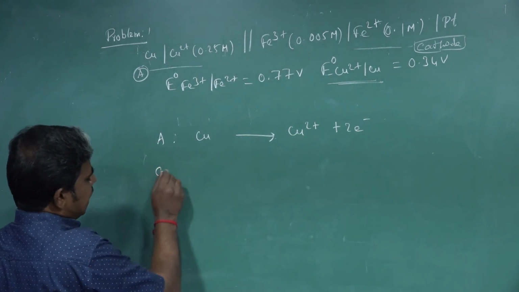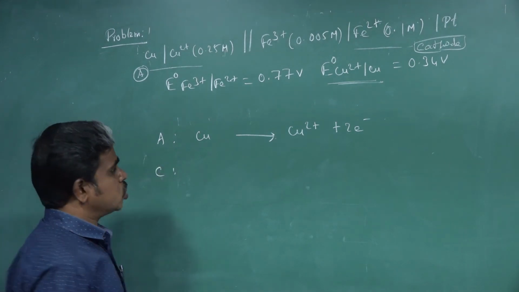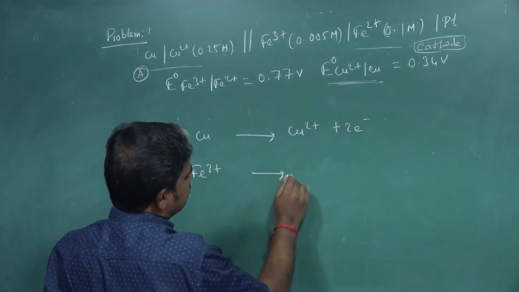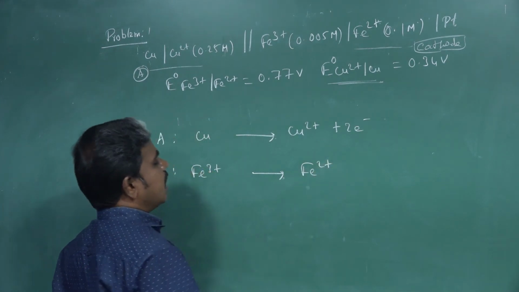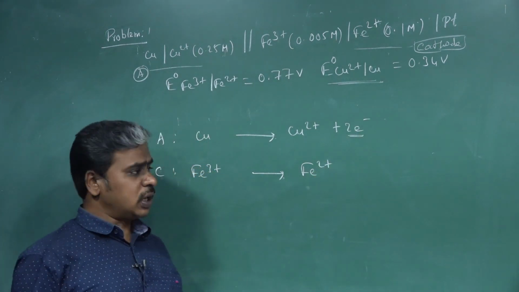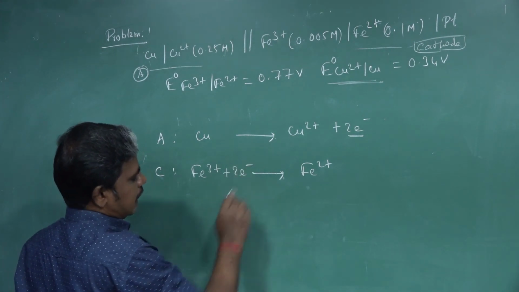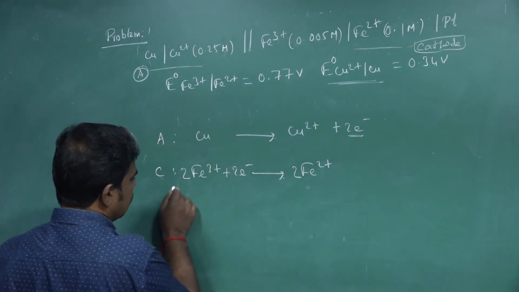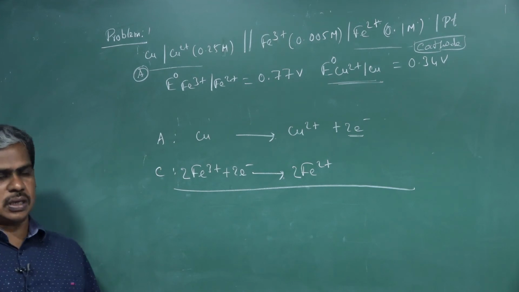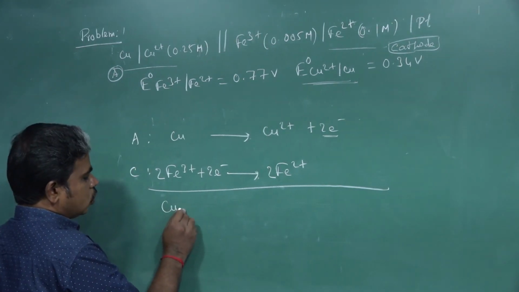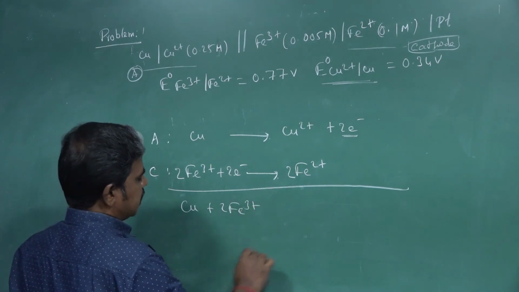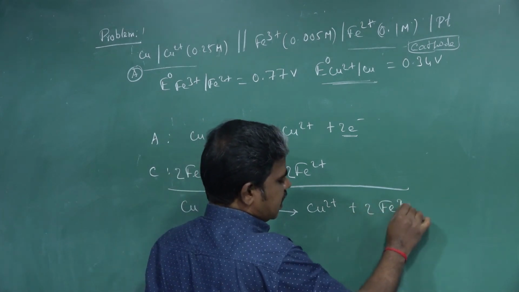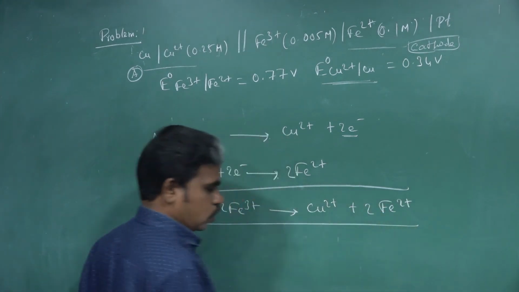Now at the cathode, reduction takes place. So here Fe3 plus is converted into Fe2 plus. And here 2 electrons are transferred, so it should accept 2 electrons. So we take 2 Fe3 plus and 2 Fe2 plus. Now we take the overall equation. What is the overall equation? Here Cu and 2 Fe3 plus gives Cu2 plus plus 2 Fe2 plus. Now it is the overall equation.